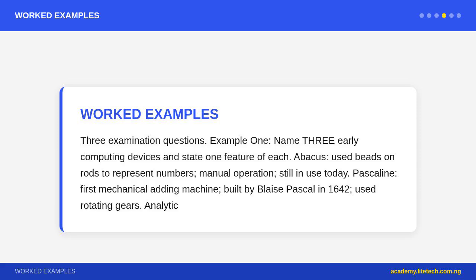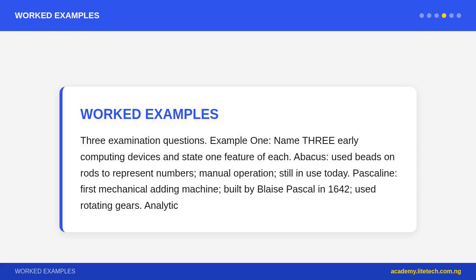3 examination questions. Example 1. Name 3 early computing devices and state one feature of each. Abacus: uses beads on rods to represent numbers, manual operation, still in use today. Pascaline: first mechanical adding machine, built by Blaise Pascal in 1642, used rotating gears. Analytical engine: first designed for a programmable general-purpose computer, designed by Charles Babbage, never completed in his lifetime.